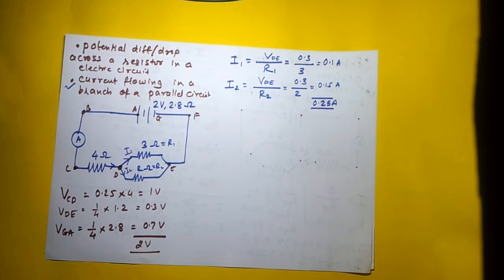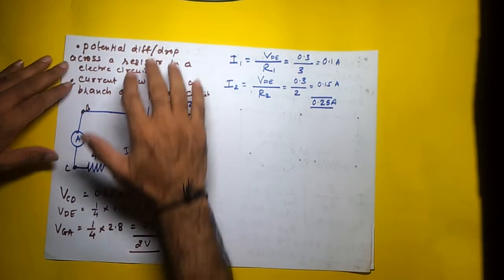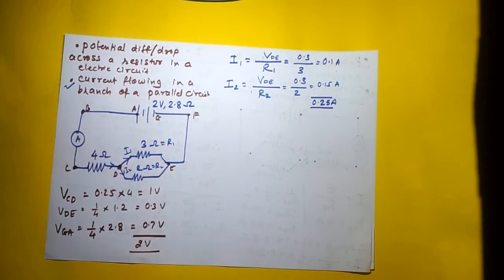I hope these two videos in two parts have given you a very good idea about how to find out potential drop across a circuit and current flowing in the branch of a parallel circuit.